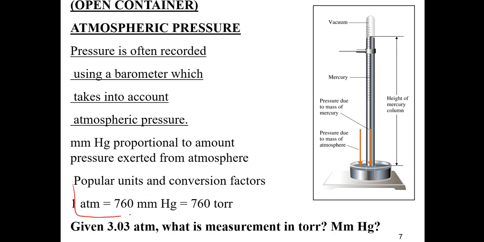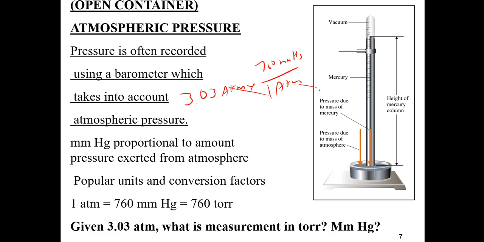Now you'll notice I have an equality here, and if I wanted to, I could go ahead and do a conversion. So for example, doing the question down below, I could do 3.03 atm. 1 atm is on bottom, 760 millimeters of mercury is on top. And then we're able to convert from atmospheres to millimeters of mercury. And notice millimeters of mercury is length.